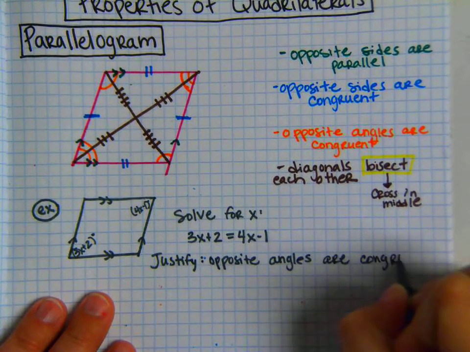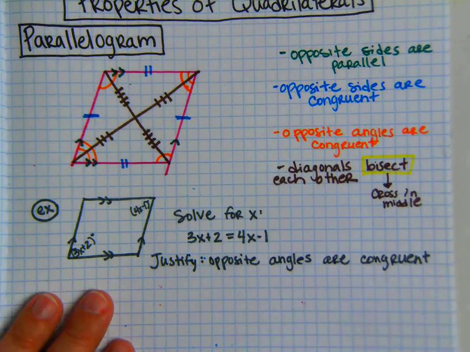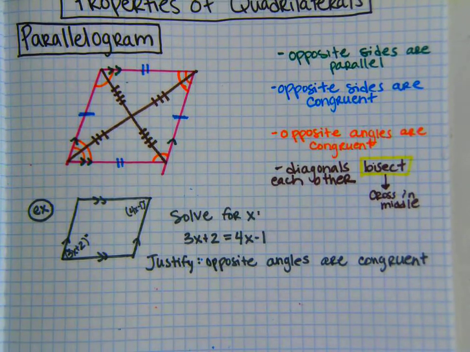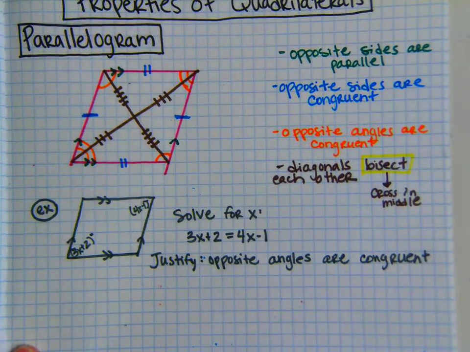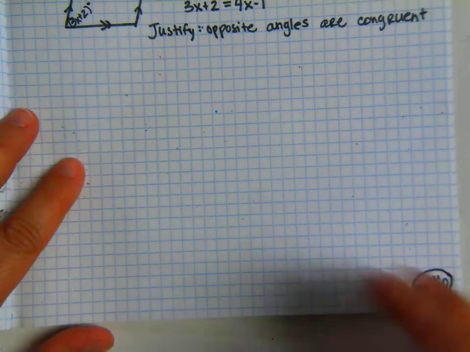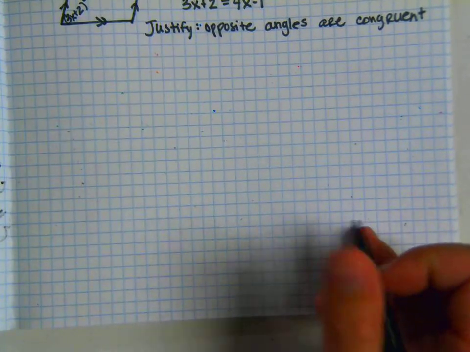Now you can just solve for x yourself. I'm not going to do that. That's just an example of when I would use those properties to solve a problem. So those are your properties of a parallelogram. Moving on, we are now going to be doing properties of a kite.